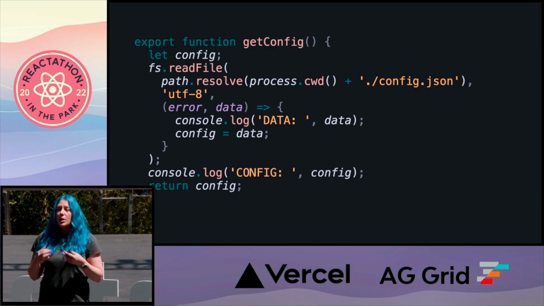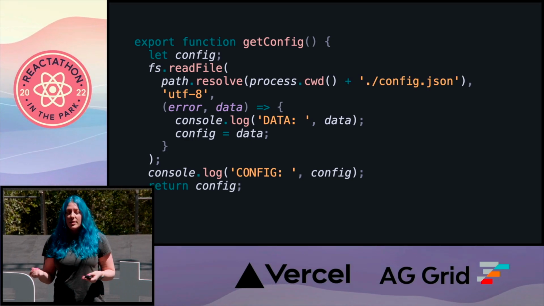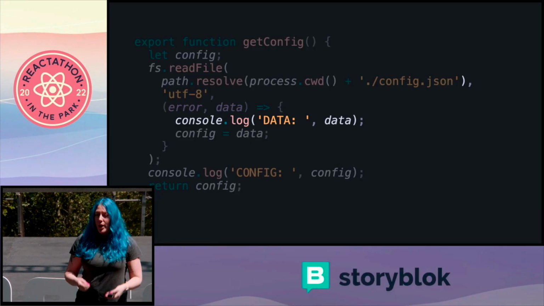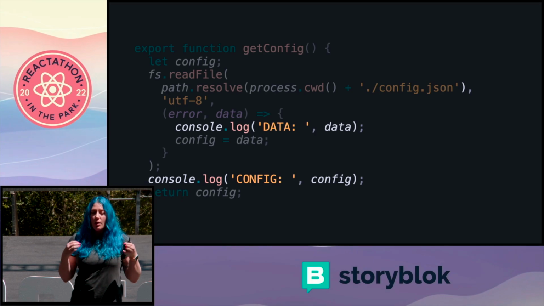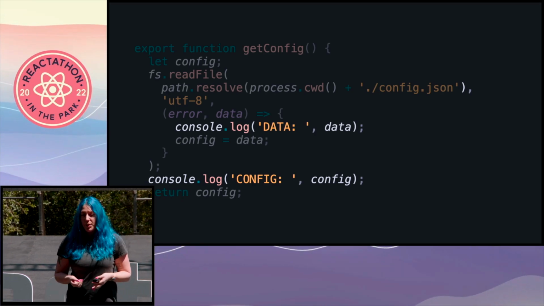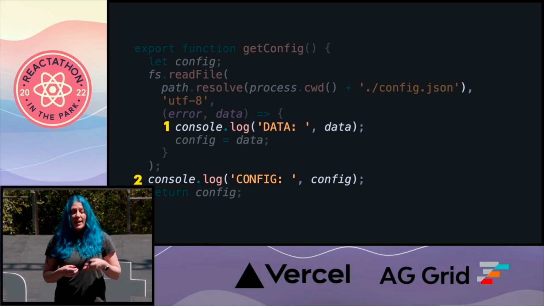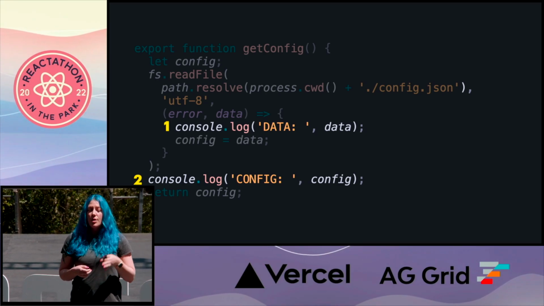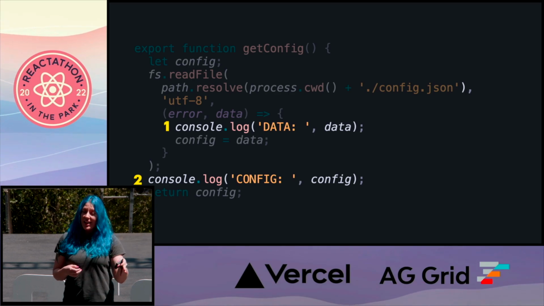I just want to know a little bit more about what's happening in this function, right? I want to know, what is the value of the data when it's received? And what value is assigned to the config variable? And as I do this, I'm expecting the logs to happen in this order. So 1, 2, data, config.